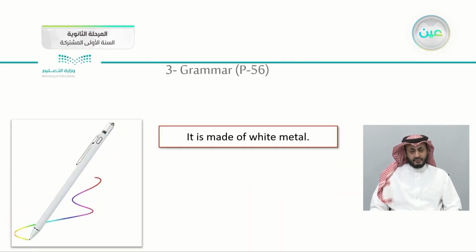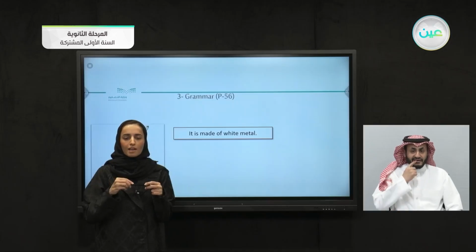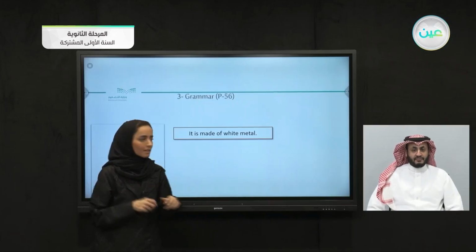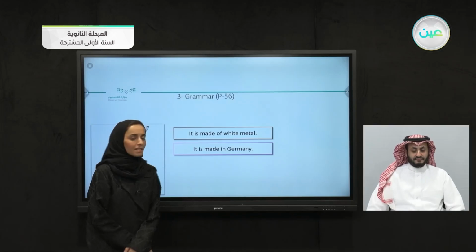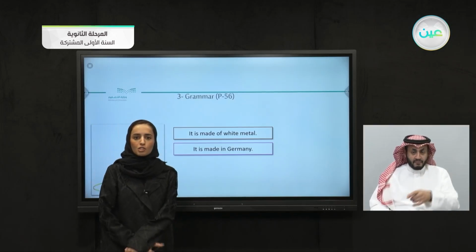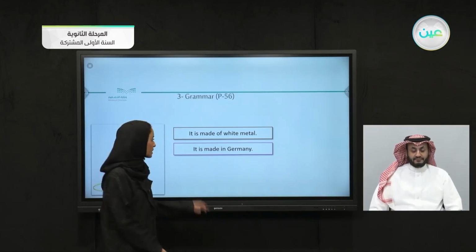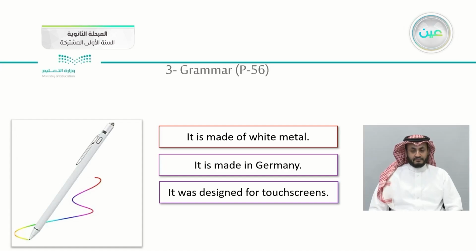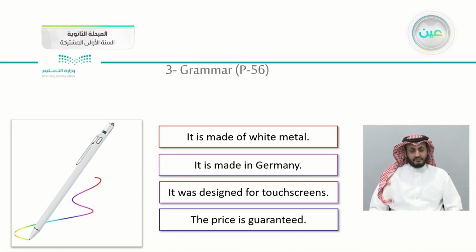Back to the pen in here, and as I have told you, it is made of white metal. When you look at it, the color is white and it is made of metal. Also, it is made in Germany. People in Germany made this one. And it was designed for a touch screen. It is specifically made for a touch screen. And also here, the price is guaranteed. Those people who I got it from, they told me the price is guaranteed. If anything bad happened to the pen, we will give you your money back.